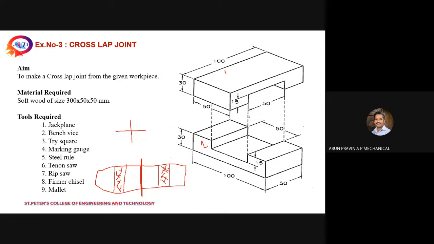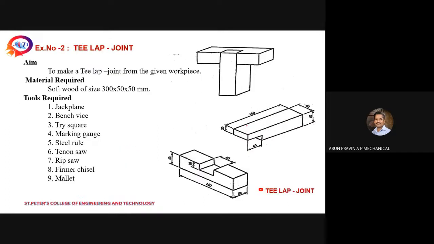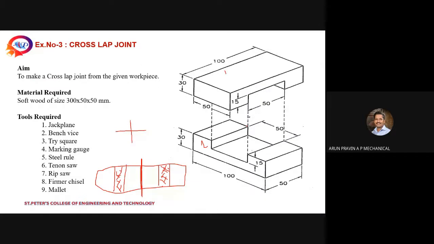This also has videos, but I didn't play it for this. It is the same process that was done in the T joint. This is a T shape, this is a plus shape, that's the difference. Cross lap.